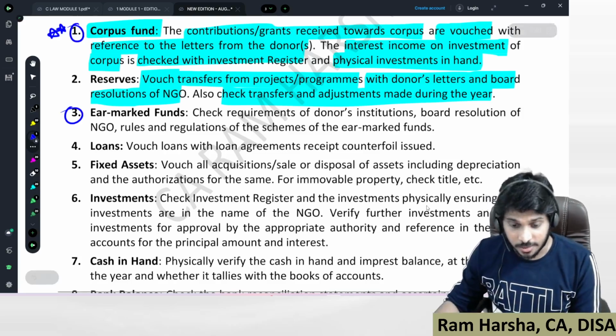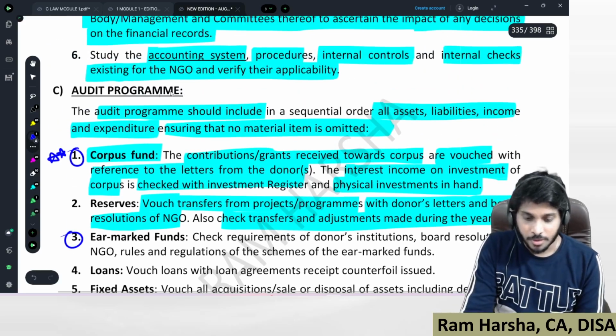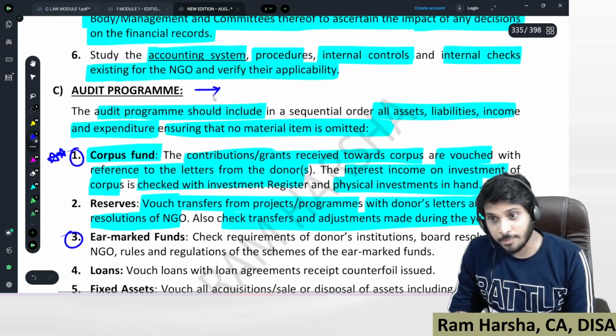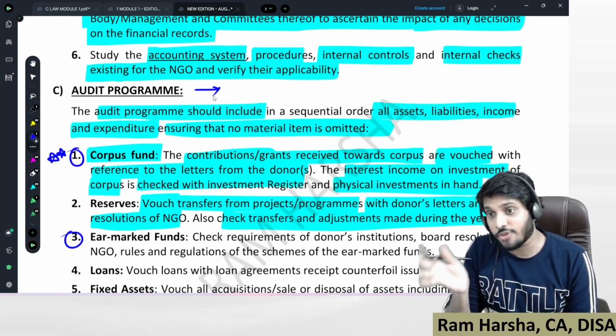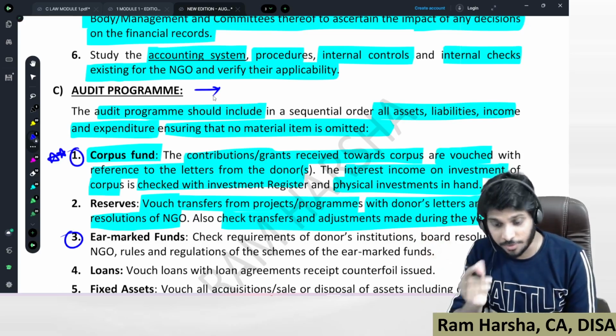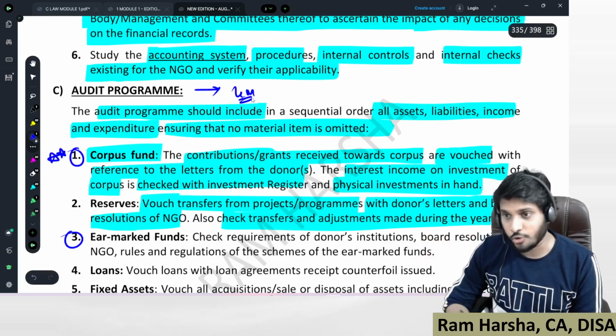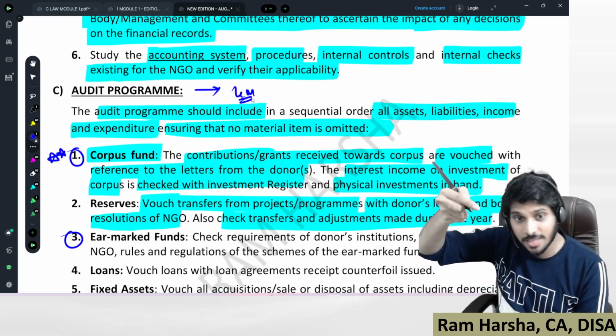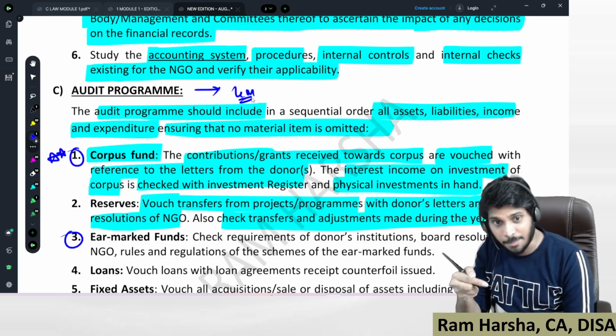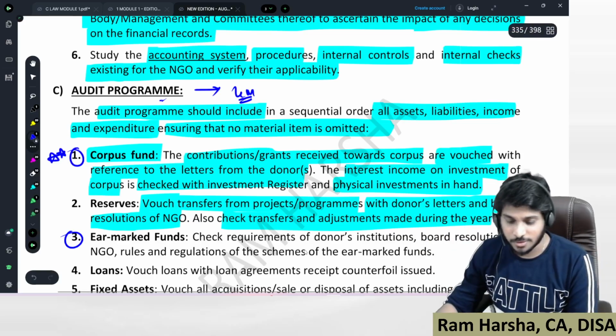So here, this question itself can be asked in the exam. Write about the audit program of an NGO. What are the points included as part of the audit program of an NGO? They may ask you. This itself can be asked as a 4 marks question. While planning the audit, what points do you focus on? That is the above point, whereas now part C is about the audit program.